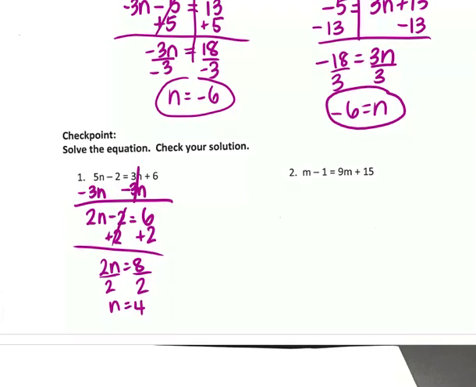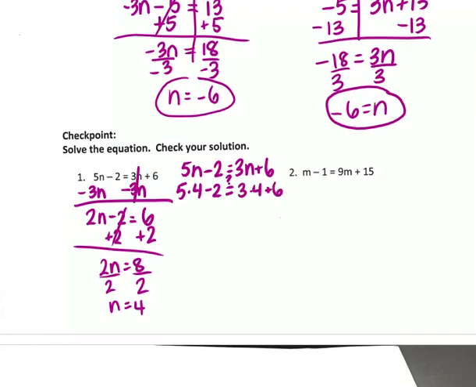We didn't talk about the check yet, just to show you the check if you choose to do it. In this case, you're going to plug that n in both sides of the equation. So we think n is 4, so it'll be 5 times 4 minus 2. We want to know, does that equal 3 times 4 plus 6?